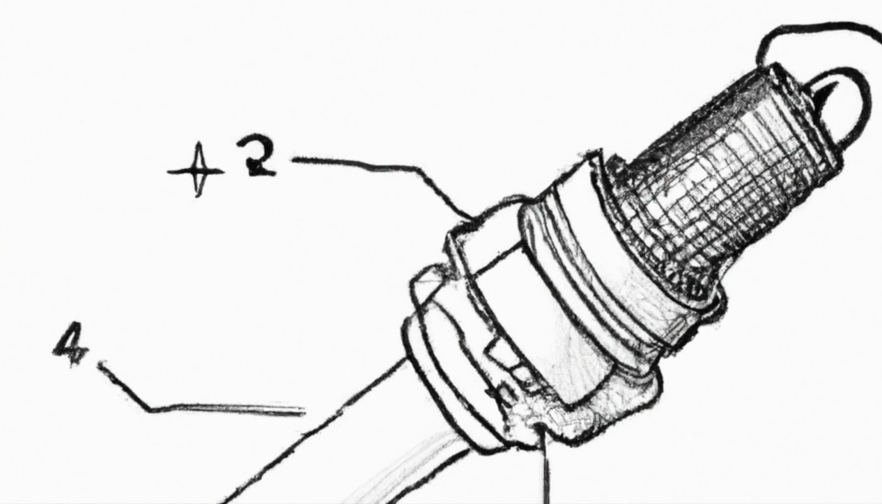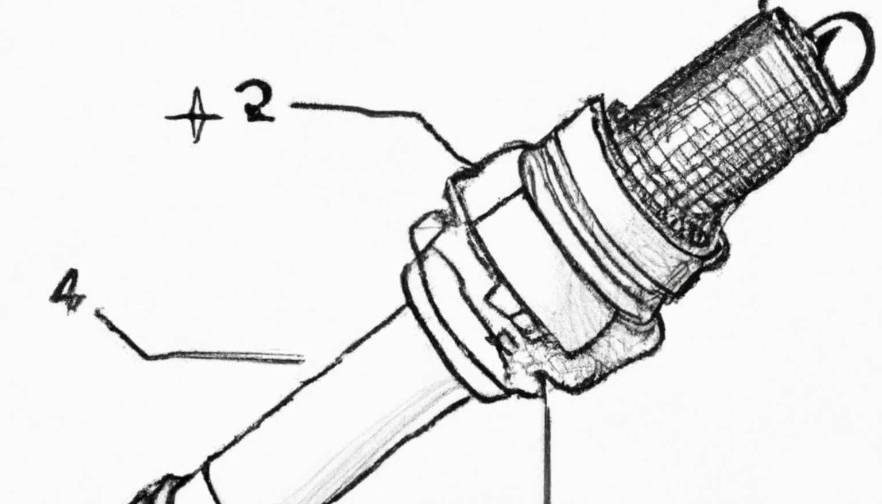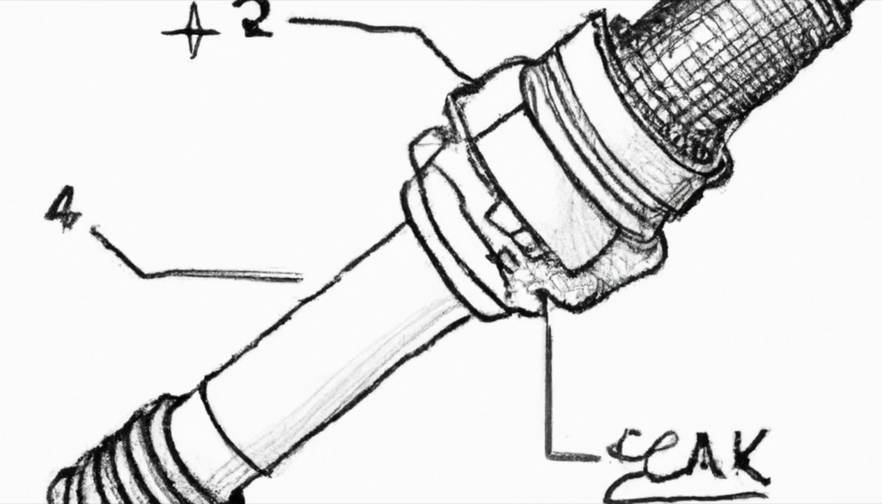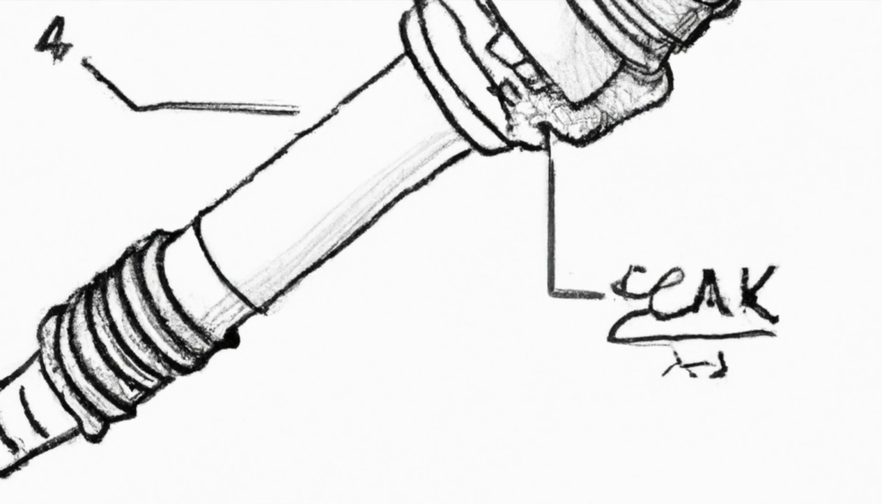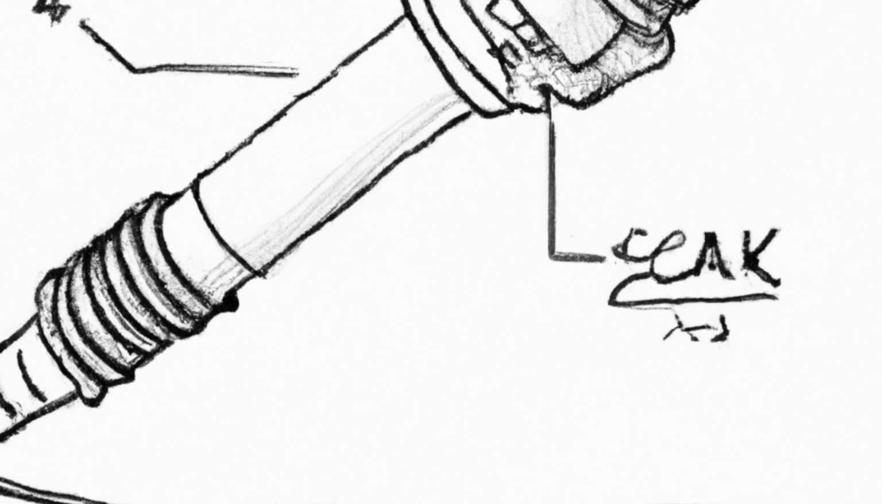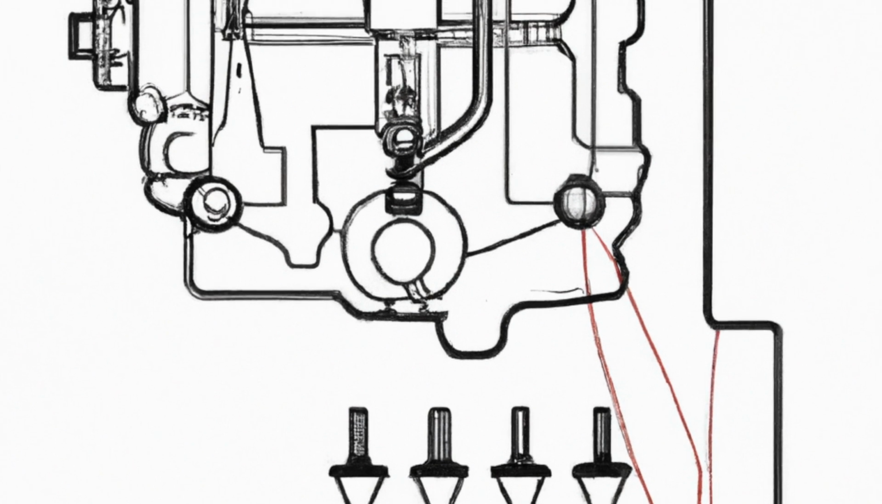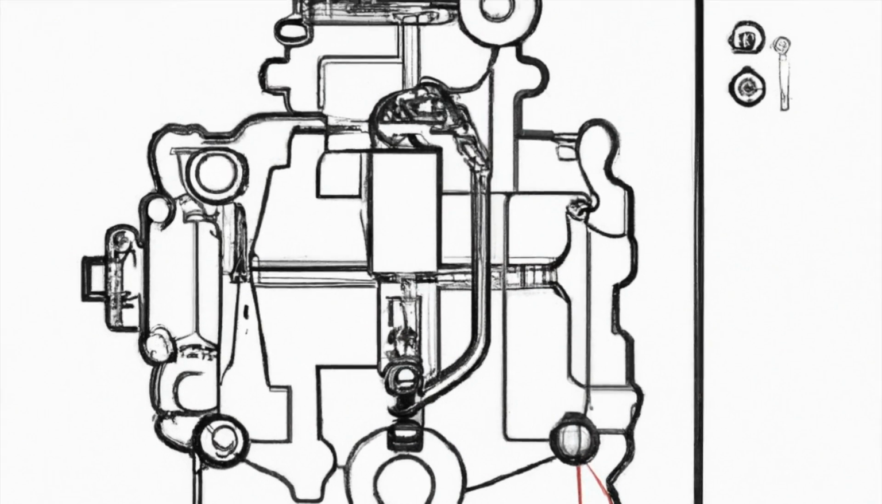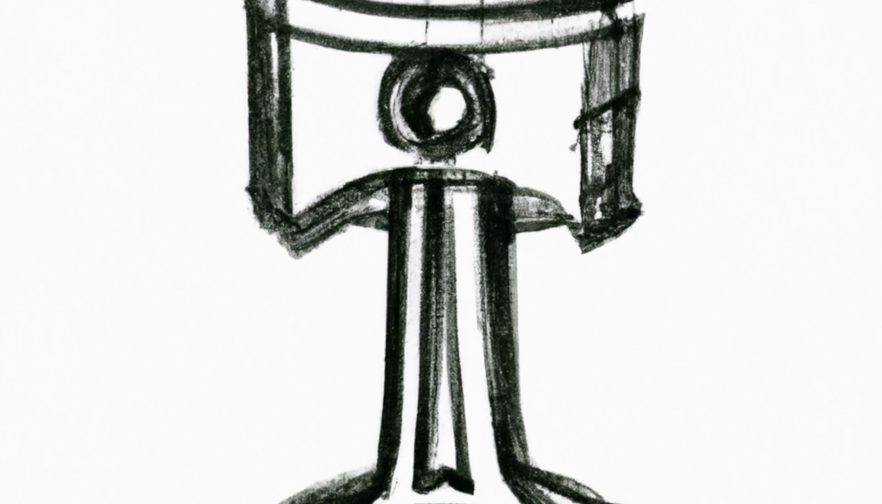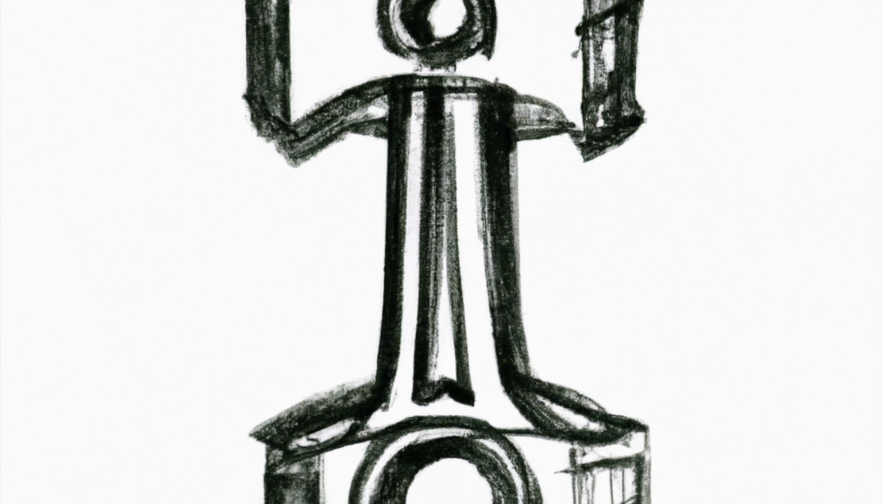The spark plugs are located in the cylinders of the engine and are responsible for creating the spark that ignites the fuel and air mixture. The ignition coil is a transformer that converts the low voltage of the car's electrical system into the high voltage needed to create a spark at the spark plugs. It consists of a primary winding and a secondary winding, with the primary winding receiving low voltage from the car's electrical system and the secondary winding creating the high voltage spark.